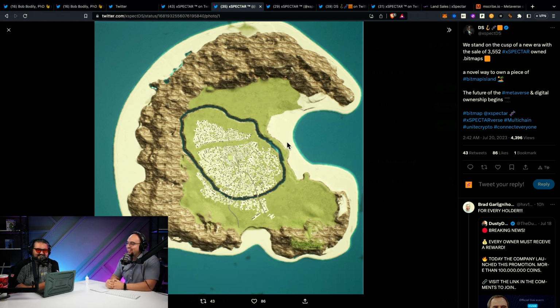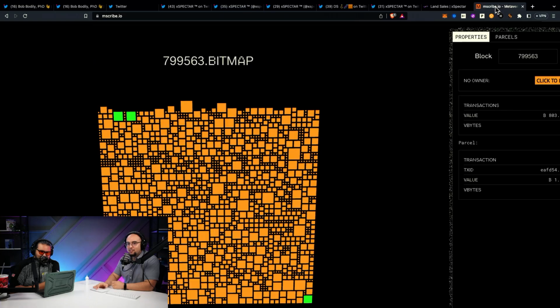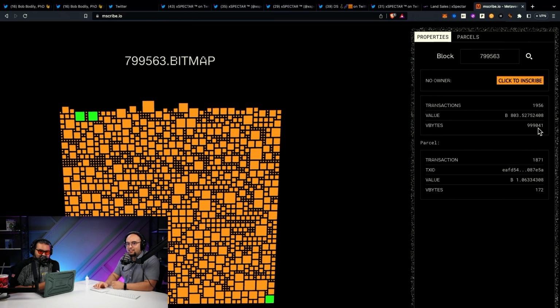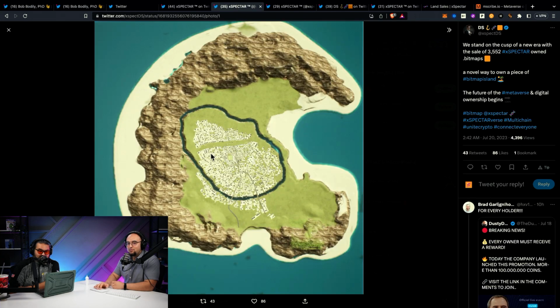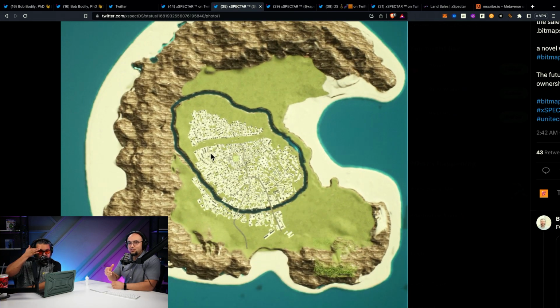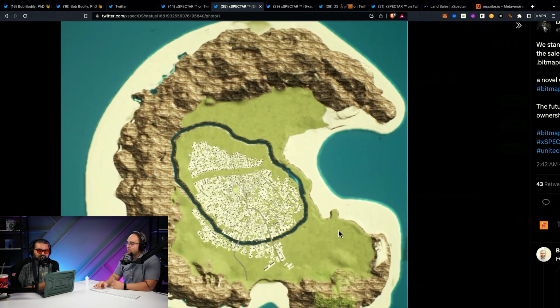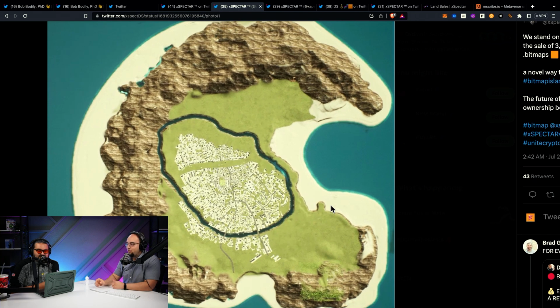Okay, so each bitmap has a random set of transactions. I showed you one: the latest one has 1956 transactions, and all those 1956 are just going to be randomly distributed on top of this green patch here. So if you get one of these bitmaps, you'll have whatever the transaction count of that bitmap is, and all those parcels are going to be scattered throughout this green patch.